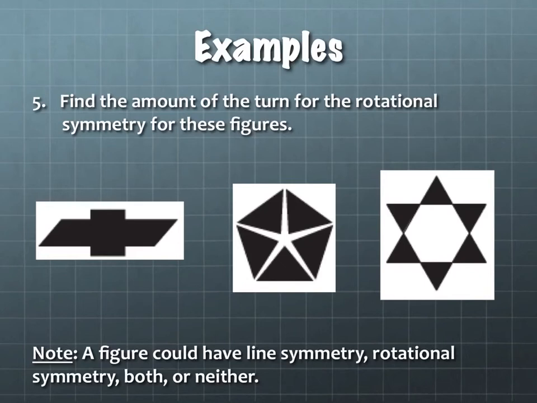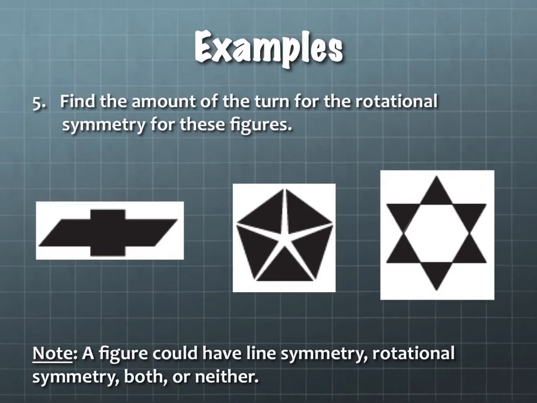And we're asked to find the amount of the turn for the rotational symmetry for the figures. When it asks us that, it's asking us for the first rotation, right? It's not really wanting us to list them all out, although you can if you wish. It's enough to simply talk about it being the first one. So what do you think that you would have for the turn symmetry value on the first shape?